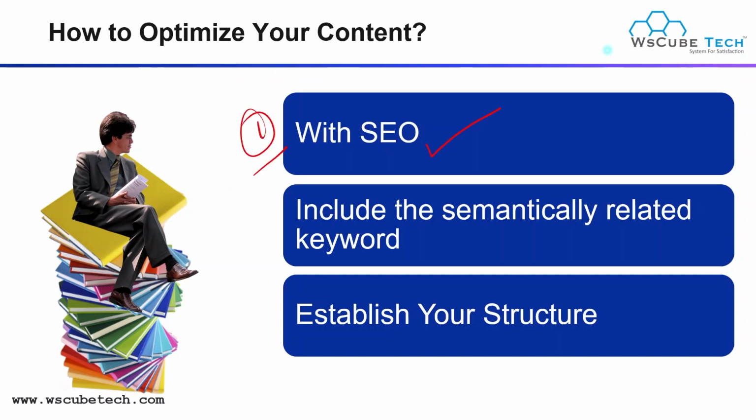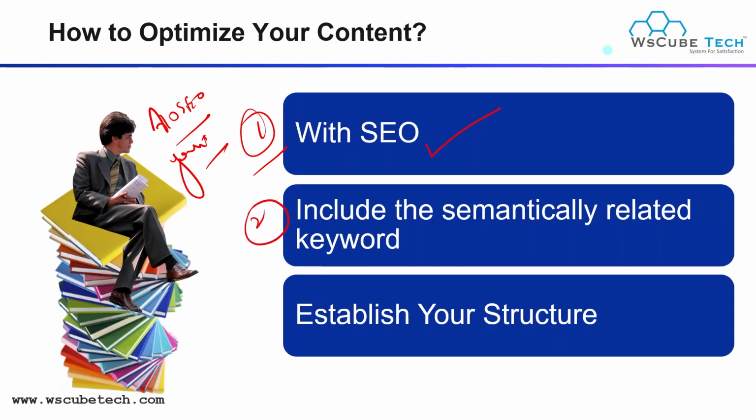When you are working on your website, you can use some plugin for doing SEO. That is your All in One SEO plugin. That is one of the plugins you can use. Your Yoast, that is also one of the plugins which you can use in your WordPress website for doing SEO. So with the help of this, you can optimize your content. This is one way.